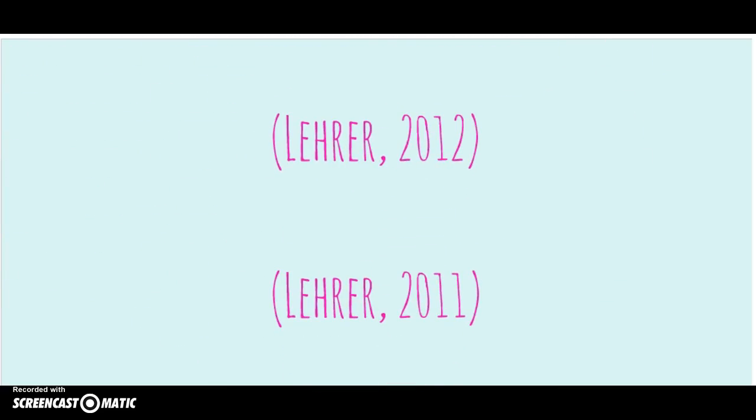If more than one work by the same author is used in your paper, distinguish between the two different texts by the year in which they were published. If you have multiple works by the same author that were published in the same year, delineate those in your references page by using terms A, B, C, etc., and then refer to those in your in-text citations as well.